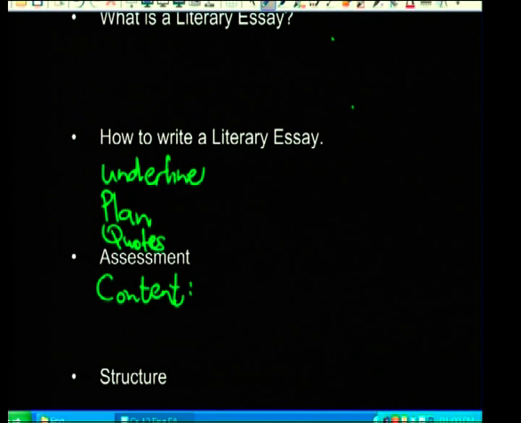The content refers to your viewpoints, your understanding of the text. What did you make of the text? How did you interpret the story, basically? So that's the content. It's your understanding and the interpretation of the text.